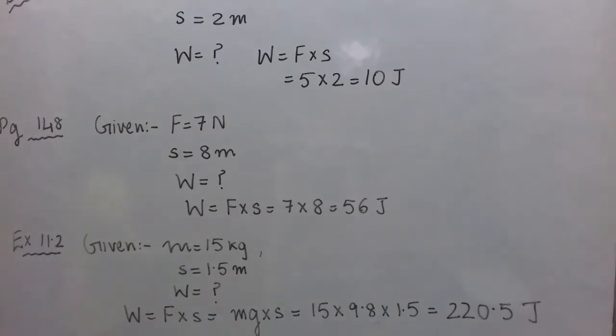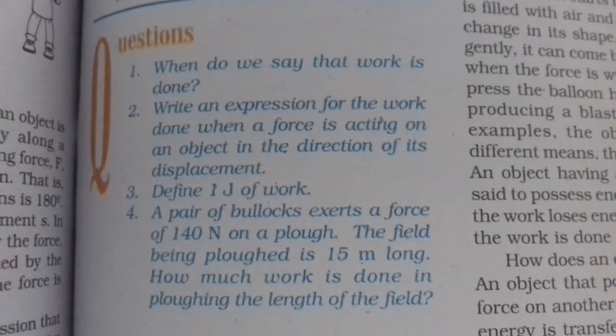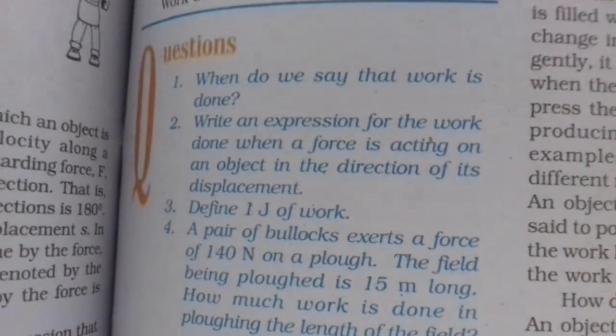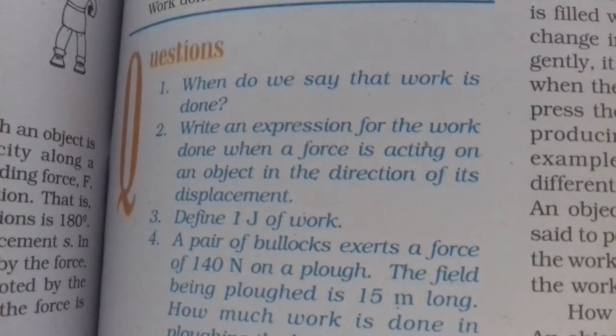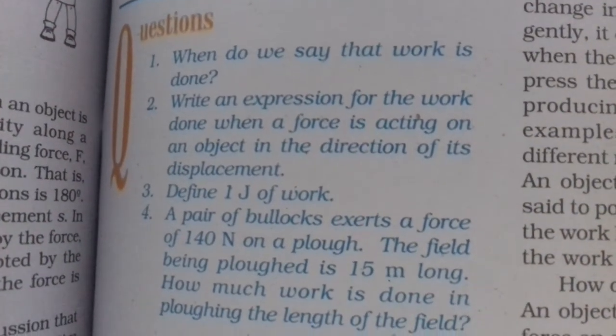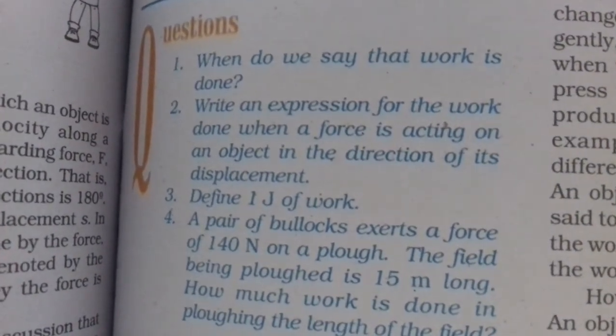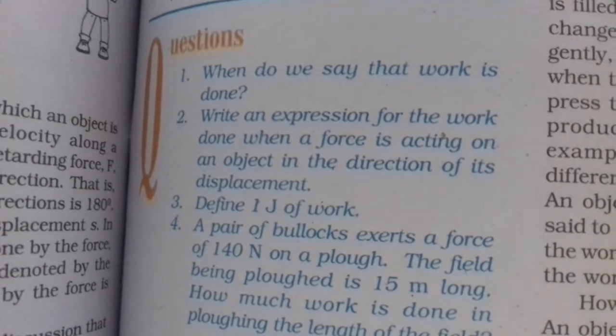I'll show you the questions which are given here. These are the questions given on page number 149. First question is, when do we say that work is done? You know, W is F into S into cos theta. So when will work be done?